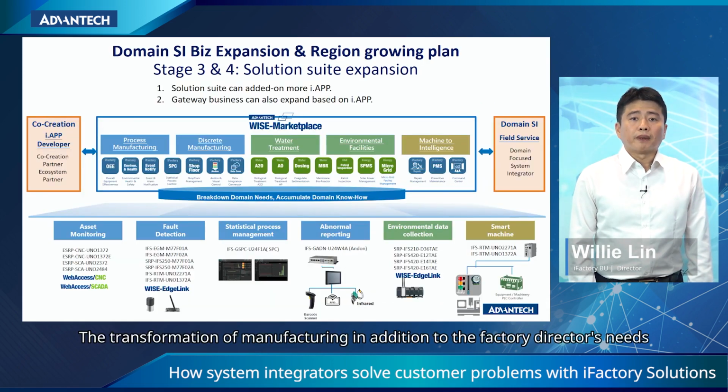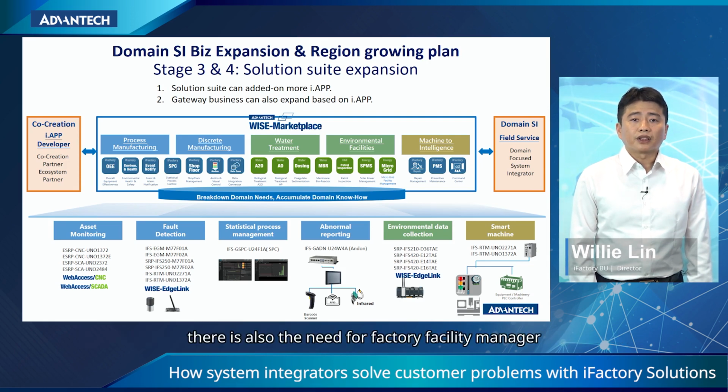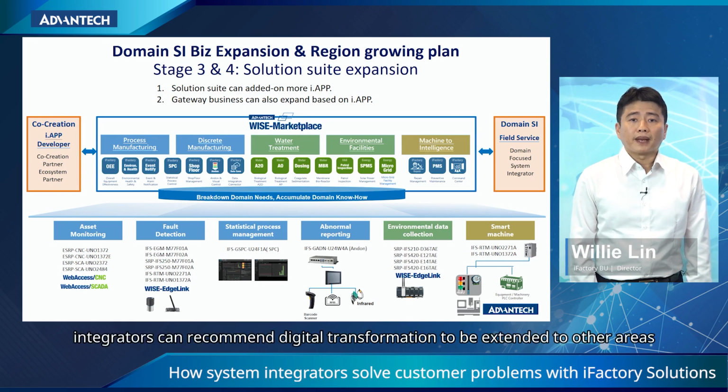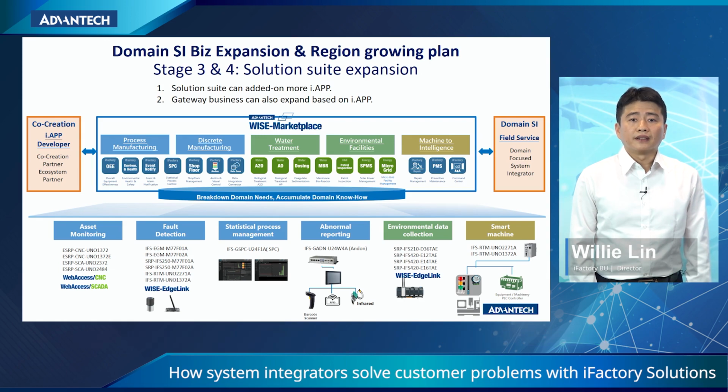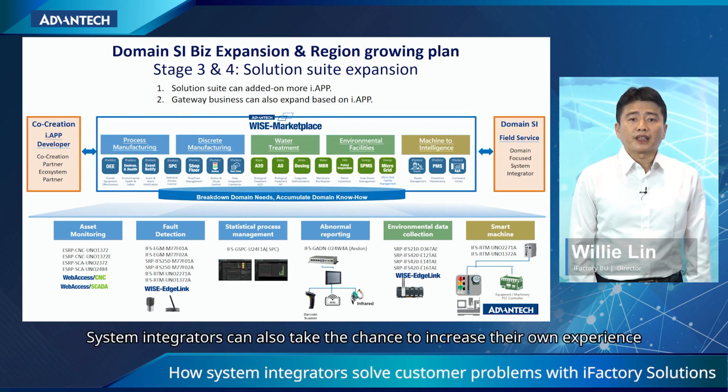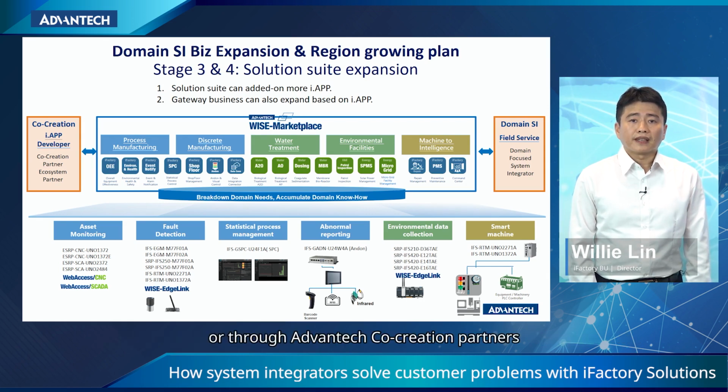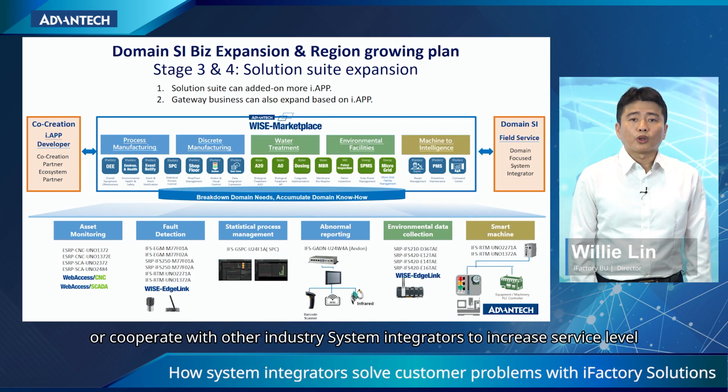The transformation of manufacturing goes beyond the factory director's needs. There is also a need for factory facility managers, including water treatment and environmental facility management. In stage 4, integrators can recommend digital transformation to be extended to other areas. System integrators can also take the chance to increase their own experience, or through Advantech co-creation partners, or cooperate with other industrial system integrators to increase service level.